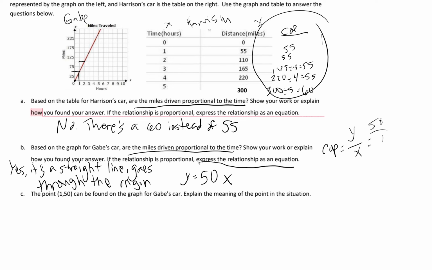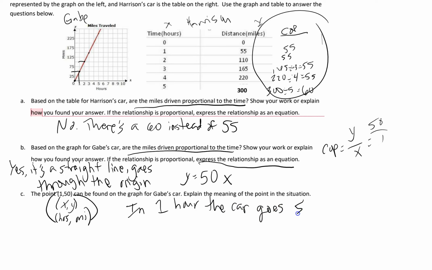Now the last one says the point 1, 50 can be found on the graph for Gabe's car. Explain the meaning of the point in the situation. I know points are always x and then y, and if I look at the graph, I can see that x is hours and y is miles. So for the point 1, 50, I just have to connect these numbers with these units. So I'm just going to say in 1 hour, 1 is in the x position, which is hours, the car goes 50 miles. Again, just looking at which number is in the x or the y spot and then lining up the units.